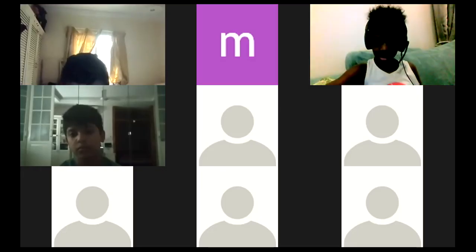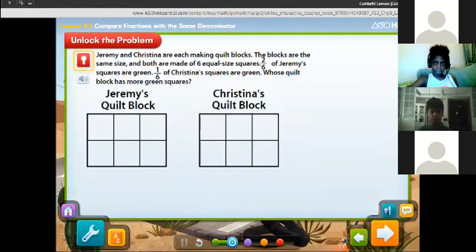Here's a problem about comparing fractions. Let's unlock this problem. Ibrahim, would you please read this example? I can't. My screen is blurry. Okay, let me share again. A little bit more. Okay.